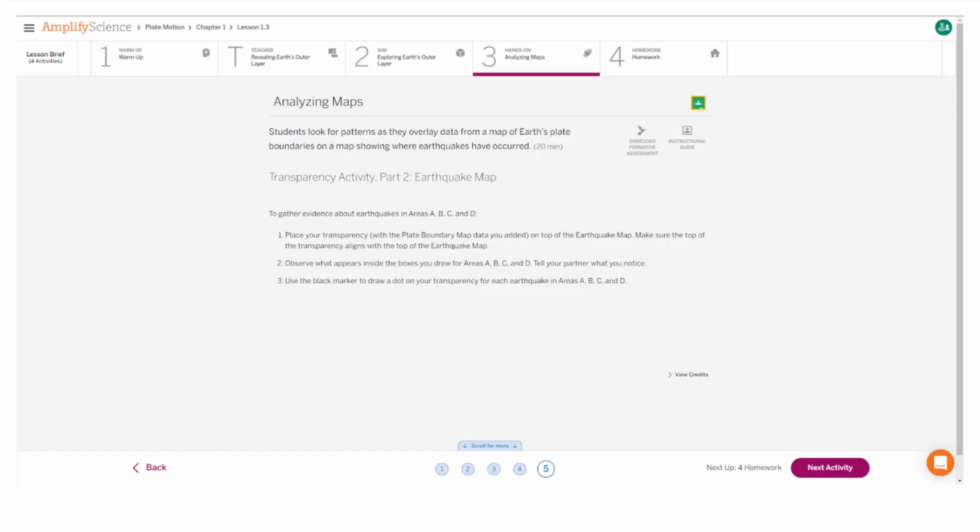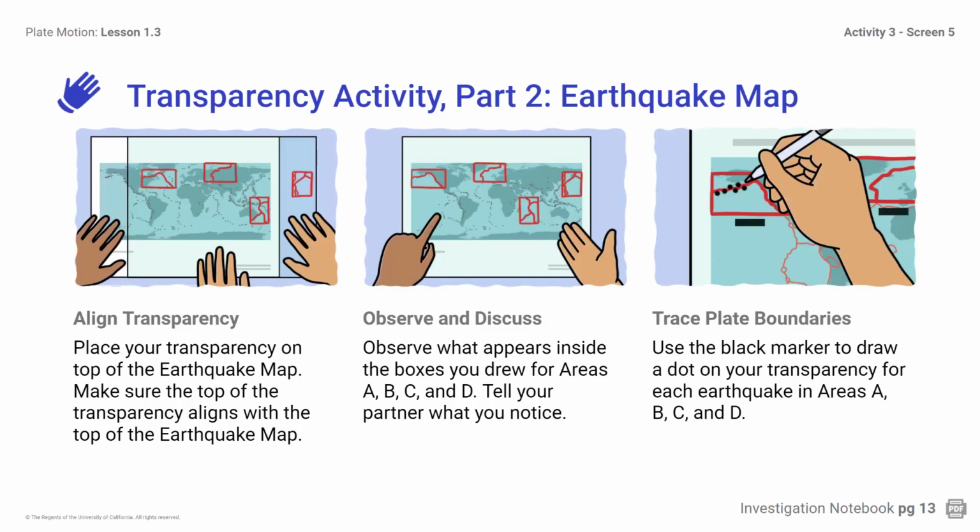Here's what your student screen looks like for this part of the lesson. Transparency Activity Part 2, Earthquake Map. Align transparency, observe and discuss, trace plate boundaries. Students, you may not be able to do this part of the lesson at home.